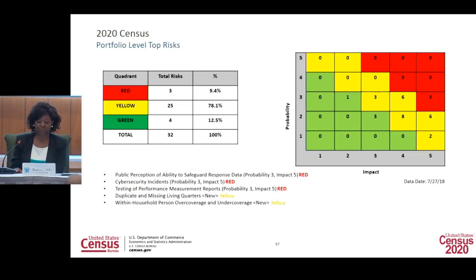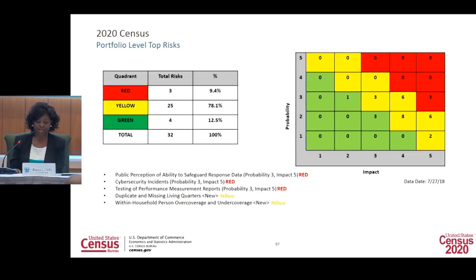Now that we've talked about the structure, process, and governance of the risks, we would like to circle back to a slide that you see every single quarterly review that we have and talk about our risks themselves. The first red risk that we have is around our ability to safeguard response data. As you see, the probability is a 3 and the impact a 5, and the area creating that 5 as the impact is the public perception around this risk. This risk has an active mitigation plan, including steps to continually monitor the public's confidence in data security.